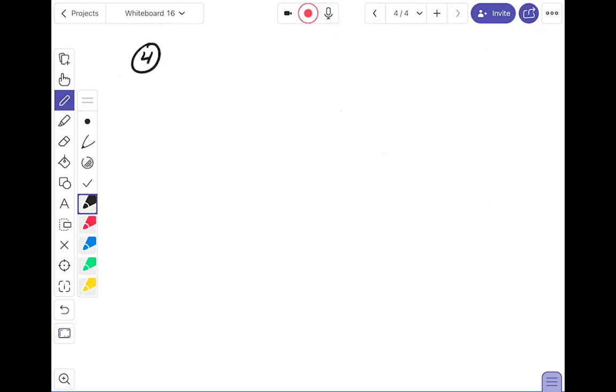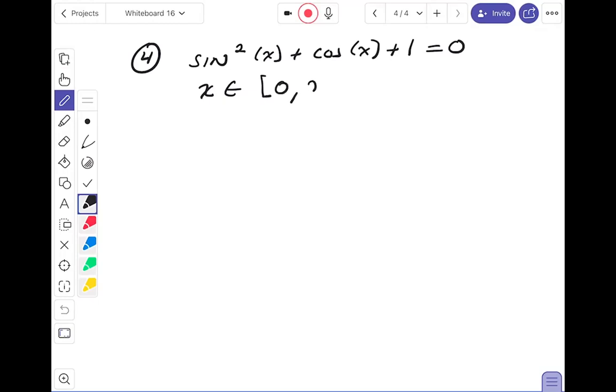And number 4 almost appears to be the same question over and over again, with slightly different results though. So number 4, what do we get? Sine squared x plus cosine x plus 1 equals 0. Well, I know the x here has got to be on that interval from 0 to 2 pi. 2 pi is not being included. So someone says, what are you going to do here?